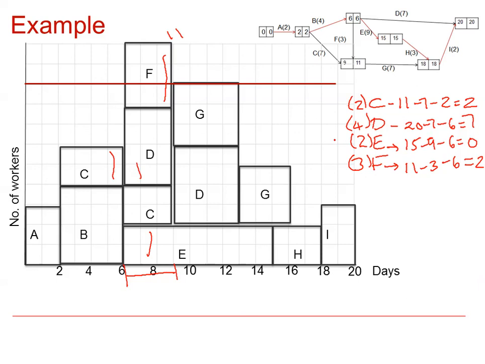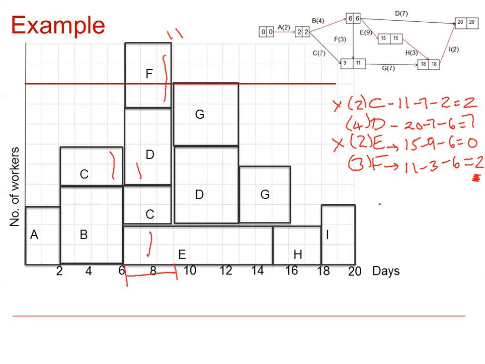E is a critical activity, so we're going to try not to delay E. C starts at the end of day 2 on day 3, so we're going to try to avoid delaying C as well. So we're allowed to delay D by 7 days in order for the project to complete on time, and F by 2 days. Now we need to reduce the number of workers by 2, so delaying both D and F would work. Obviously it depends on which one gives us the smallest delay.